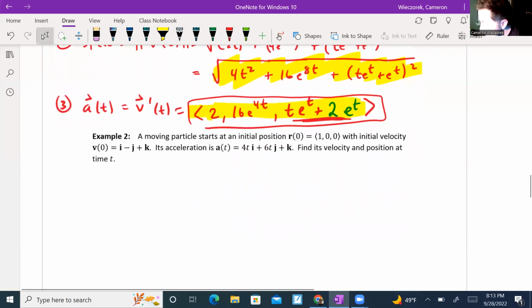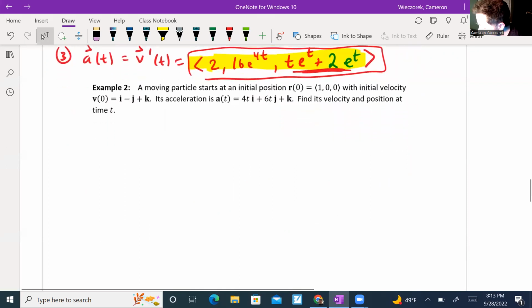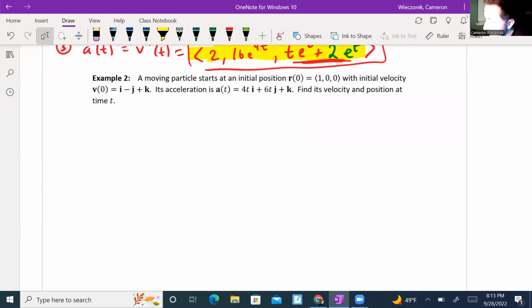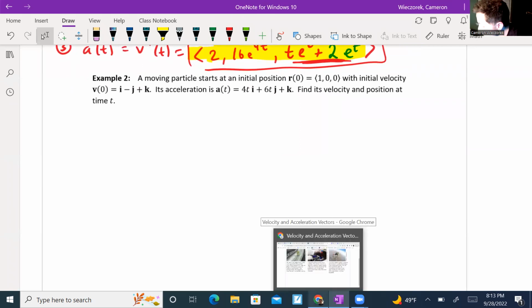Okay, yeah, they didn't ask us to evaluate this at any points in particular, so we're good. All right, now we're going to use the initial condition type problems that you did in calc last year. We're just going to add on another component since we have 3 dimensions.